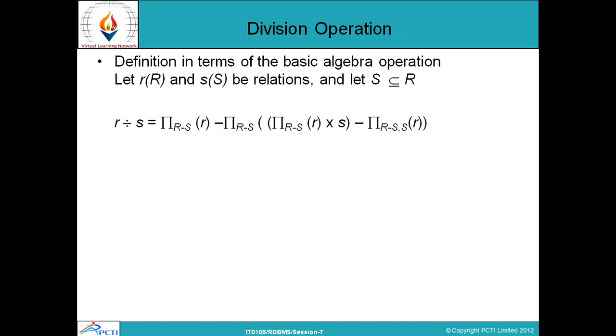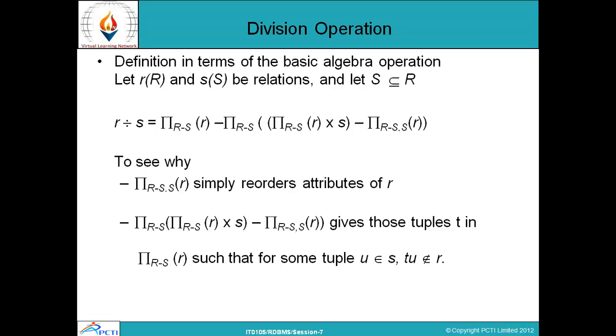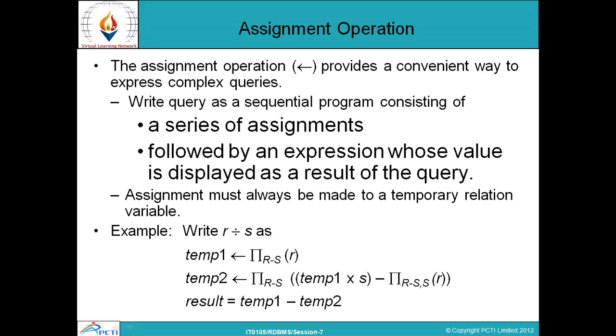This was the example of the division operation, the division term in basic algebra, where R and S are relations, and S should belong to R. That can be defined like this in front of you. To see why we use R minus S, that is simply the attributes of R, and this denotes those tuples t that are in R minus S such that for every tuple u belonging to S, the combined tuple is in the relation R.